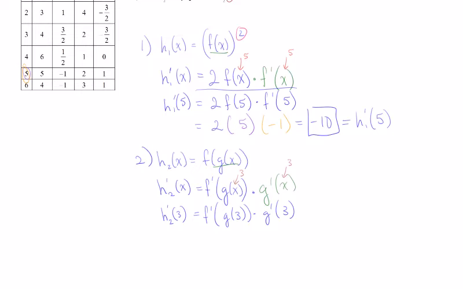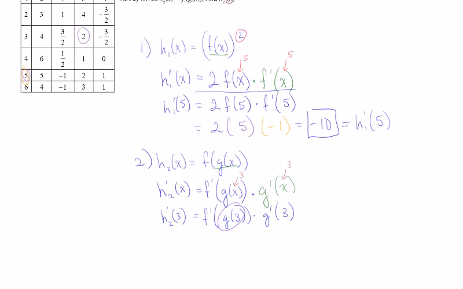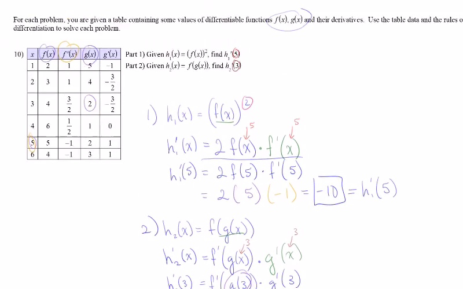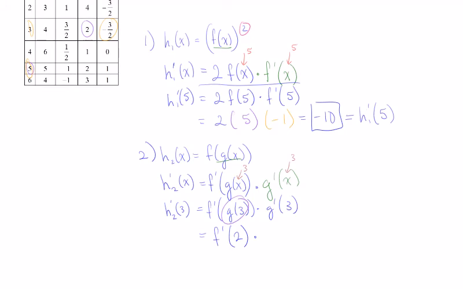Okay, so now we can find g. I'll do it like this. Find g of 3 first. So here's g, and here's 3, so that's going to be 2. So it'll be f primed at 2, times g primed at 3, where we can find that. So g primed at 3 is going to be negative 3 over 2.